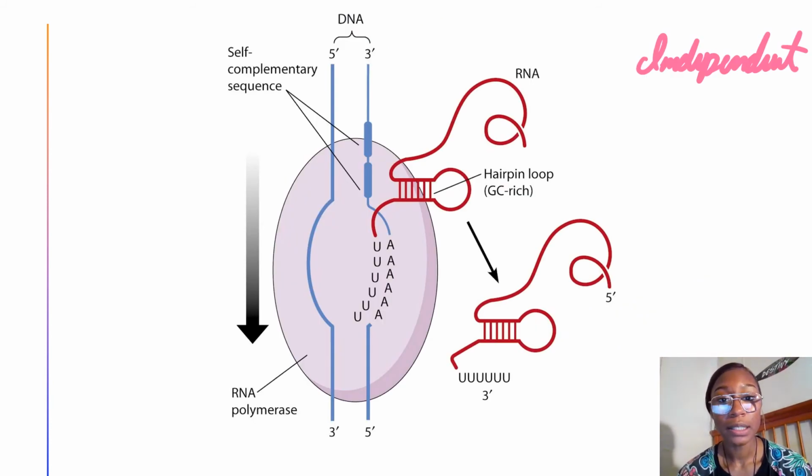In rho independent termination, RNA is physically modified to where it can no longer transcribe, and termination occurs. The RNA strand, once near termination, will form a loop-like structure, which is commonly referred to as a hairpin loop, because it kind of looks like a bobby pin.